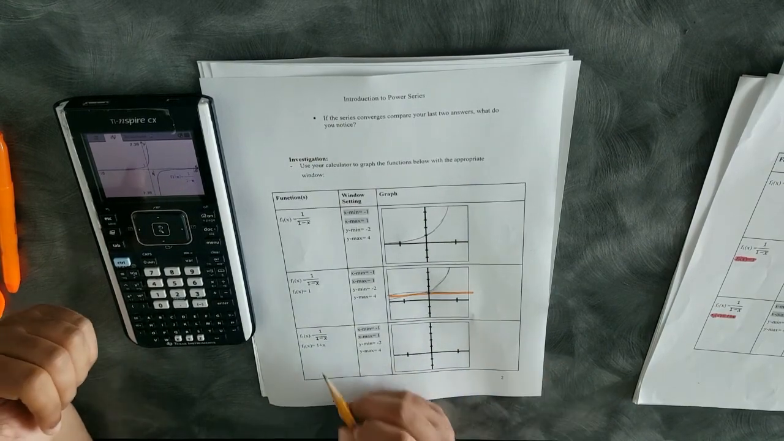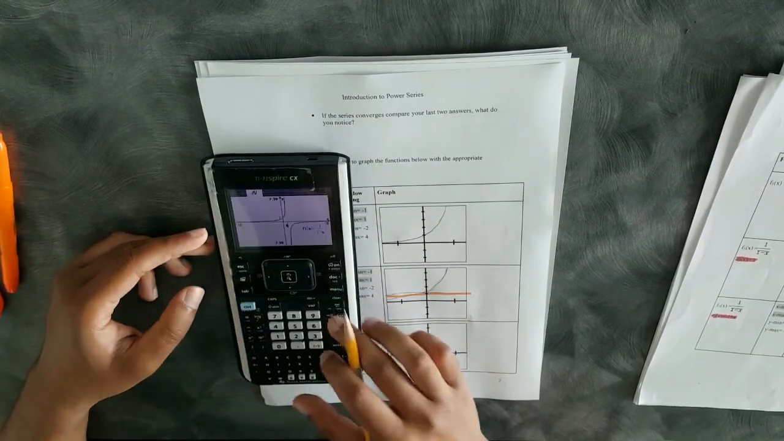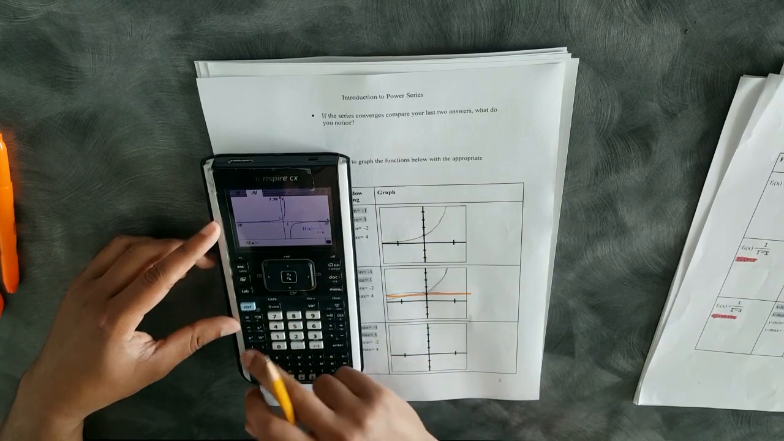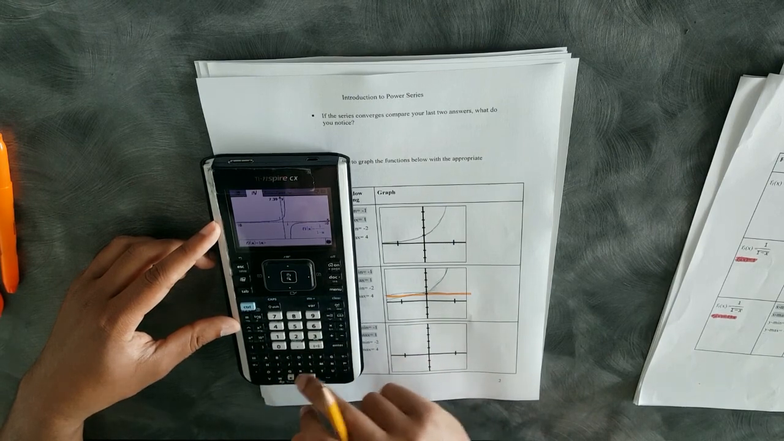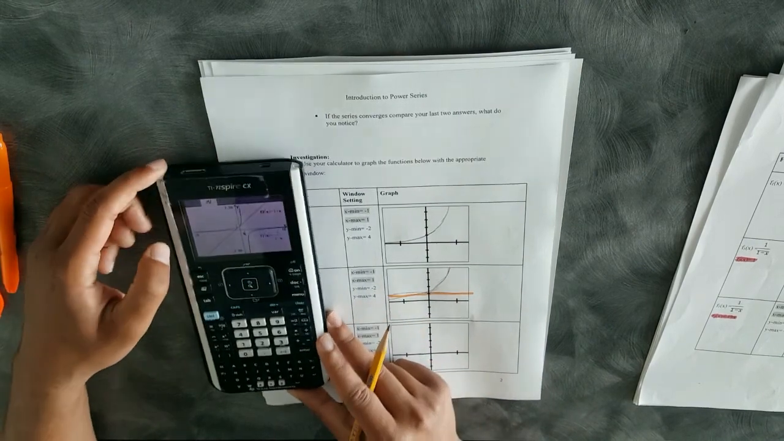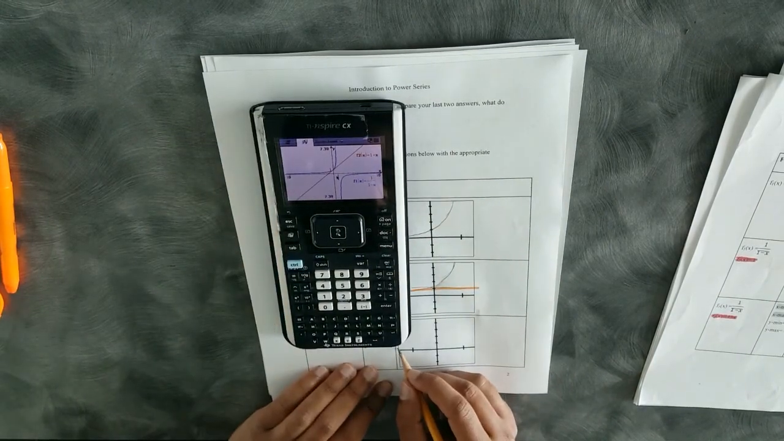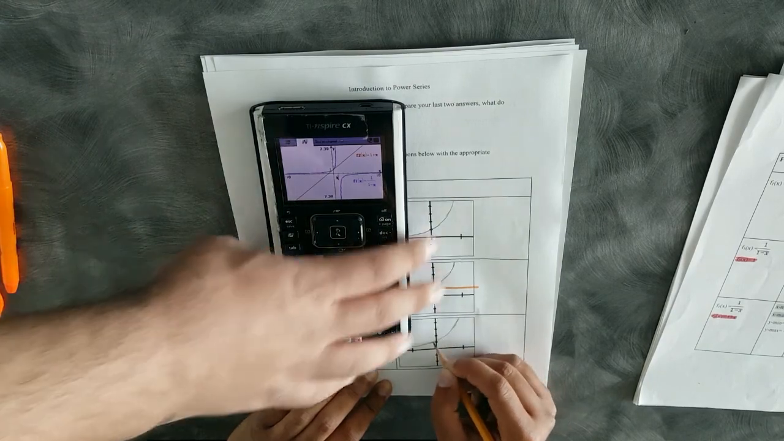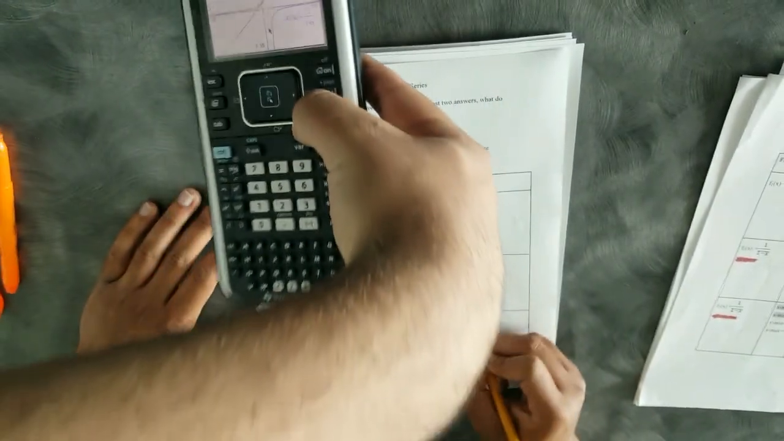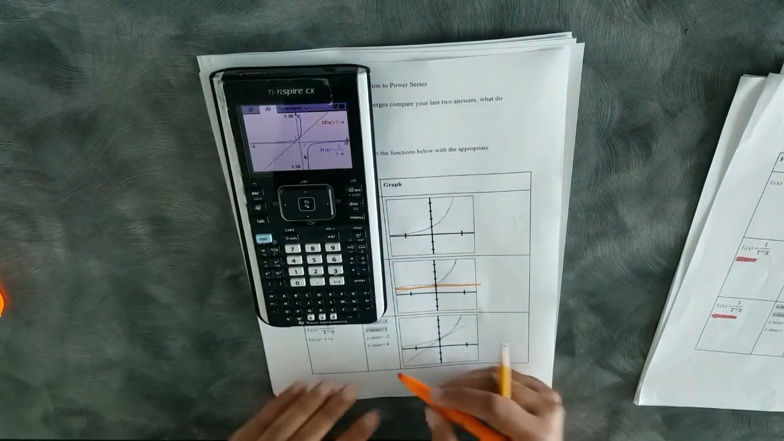Now if we add another term to f2 of x, we will get 1 plus x. Then the approximation is starting to get a little bit closer, as you can see here, to the actual function. Let's do this one in highlighter.